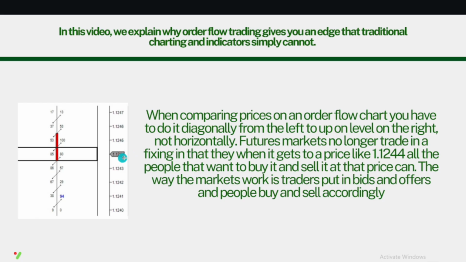So here, at this 1244, we have the bid at 18 and we have the offer at 86, and then it keeps on going like that. The people on the high want to sell, people on the low want to buy. So this is how we basically compare prices on an order flow chart.